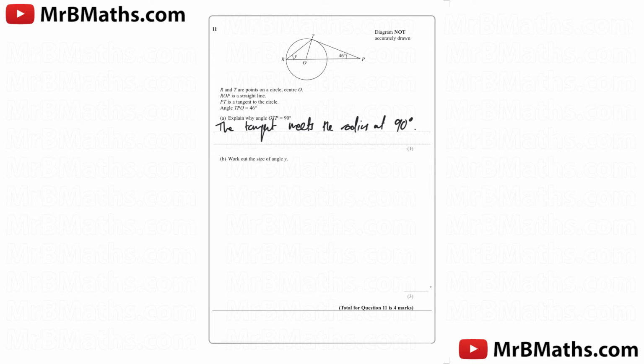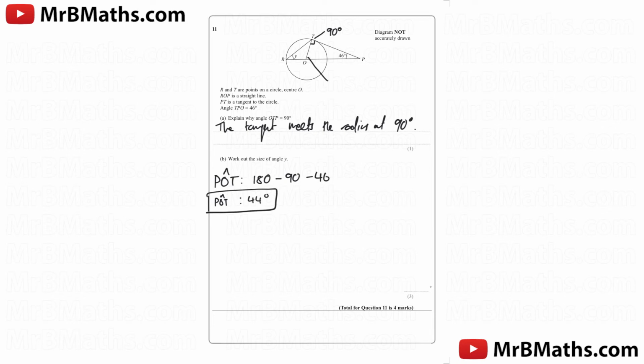Okay, part B. Work out the size of angle Y. Right, so looking at this, if we know that this angle here is 90 degrees, we can work out this angle here. So I'm going to write angle POT is going to be 180, take away 90, take away 46, and that's going to give us 44 degrees. So angle POT is 44 degrees.